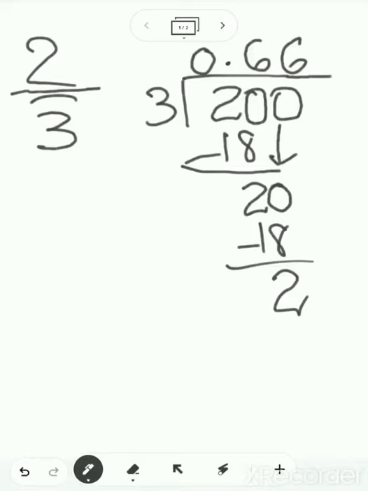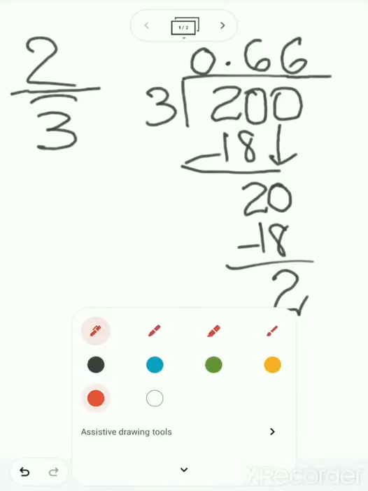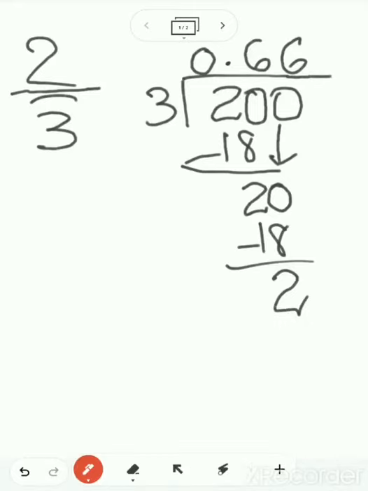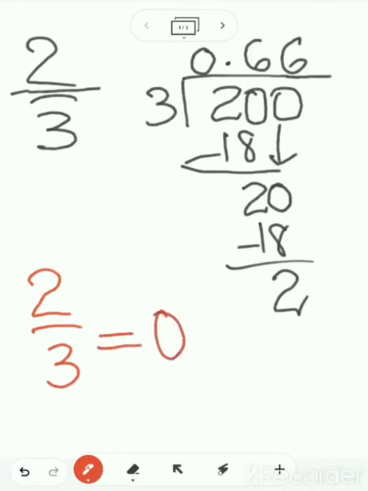Now what you do in cases such as these, you can always choose when you stop. You can stop at 2 decimal places. You can choose to stop at 3 decimal places. You can choose when to stop. So in this case, we will end at 2 decimal places. So if I should write my answer, I am going to write 2/3 is equal to 0.66. Go ahead now and try some on your own.